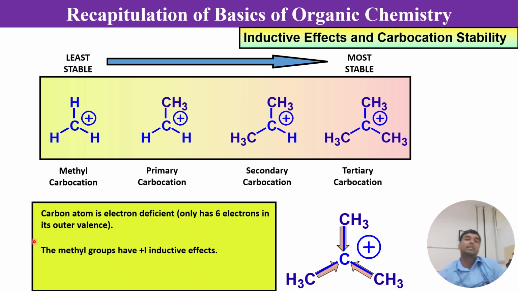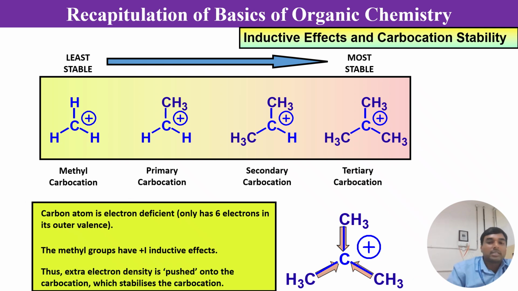So you can see here, three methyl groups push the electron density towards the carbocation. As a result, it will have more electron density. It will be stabilized.